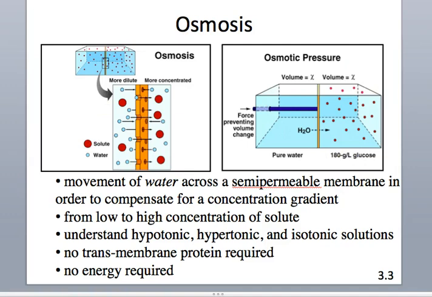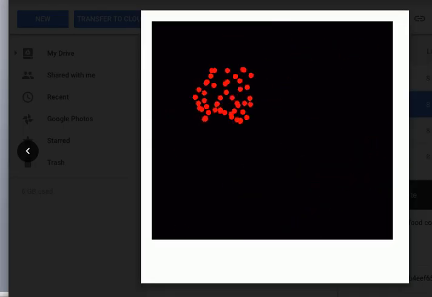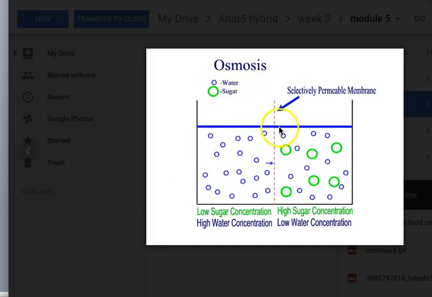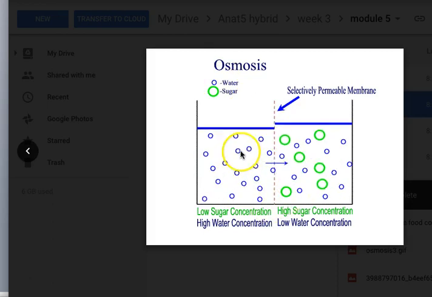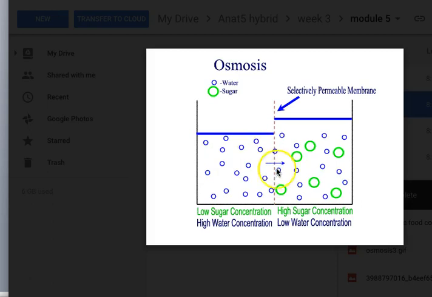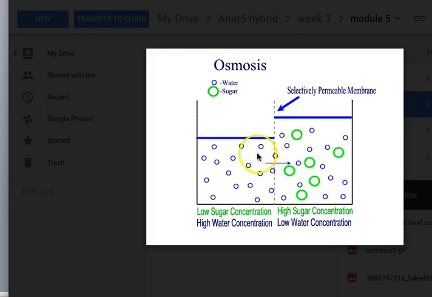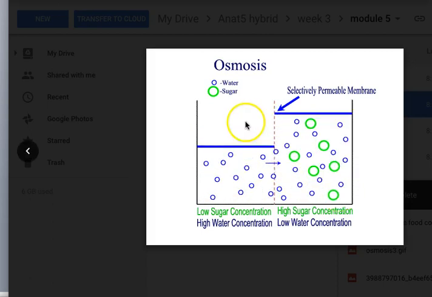Well, let's look at another thing. Here are some sugar molecules. They're too big to fit across this membrane. So what does water do? Water is always going to spread out as much as possible, so it's got an equal amount. So water is all about having equal concentrations on either side, okay?